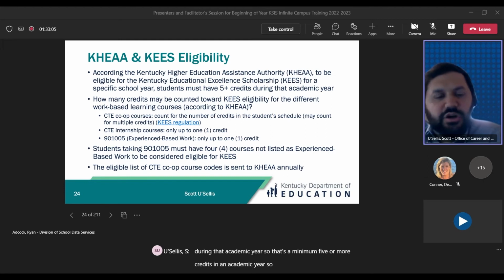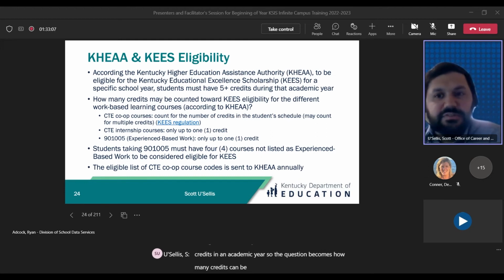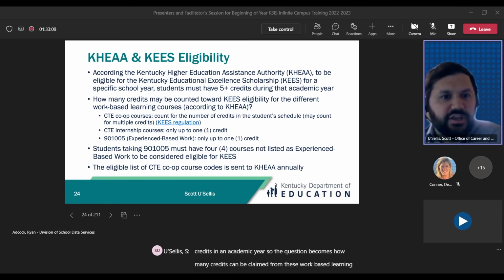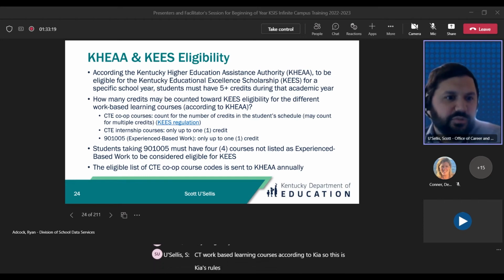So the question becomes, how many credits can be claimed from these work-based learning experiences? How many credits may be counted towards KEYS eligibility for the different CTE work-based learning courses according to KIA? So this is KIA's rules for KEYS eligibility.